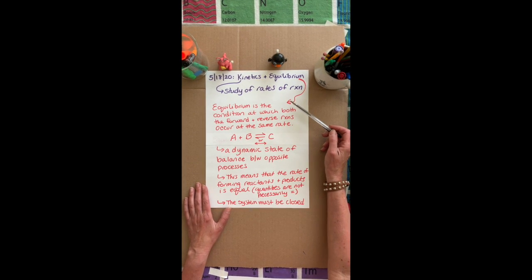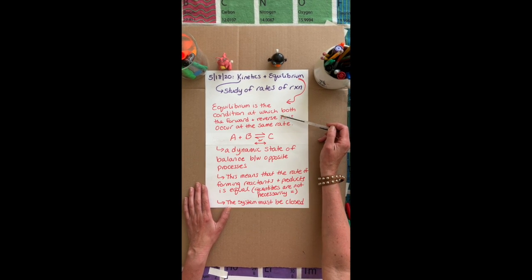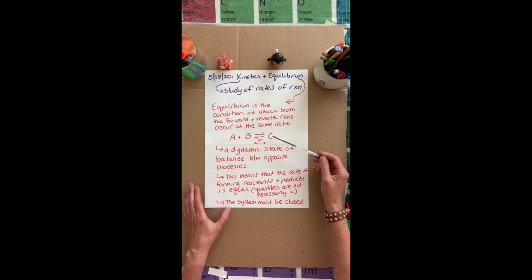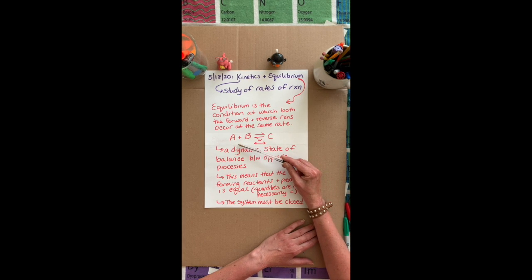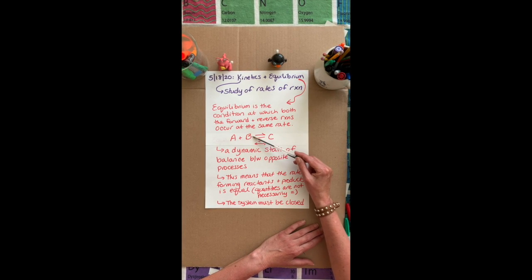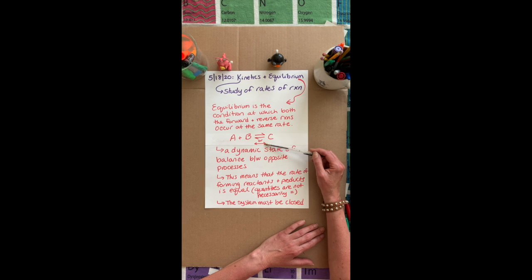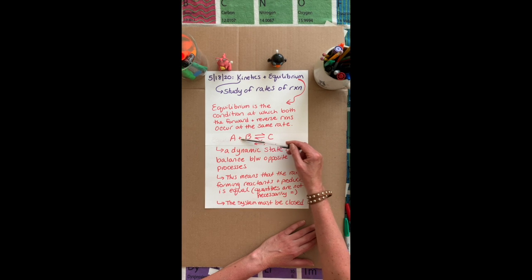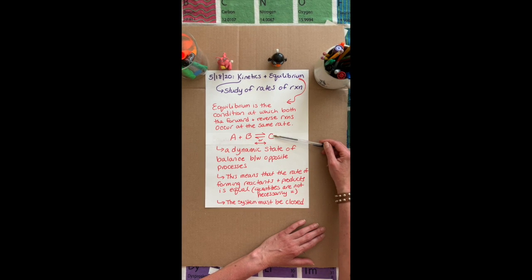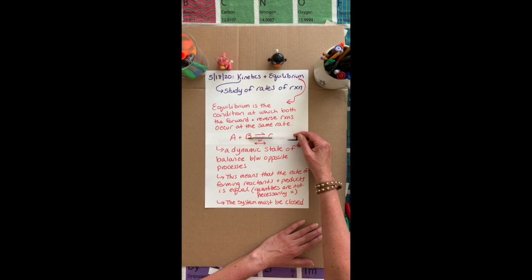So, what is equilibrium? Equilibrium is the condition at which both the forward and reverse reactions occur at the same rate. So I have a simplified chemical reaction or physical reaction shown here. A reacts with B to yield C. And you're going to notice you could have the double arrow written this way or written this way. That means A and B are reacting to make C at the same rate as C is breaking down to become B and A.